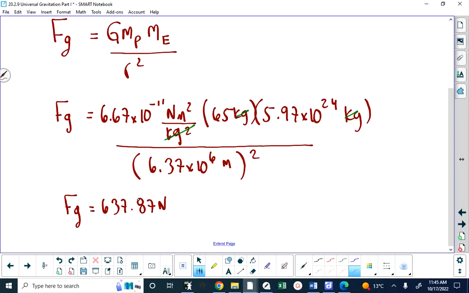By the way, there's all kinds of things we could discuss here. The Earth is being pulled towards them with 638 newtons of force. Nothing special about them being on the Earth. The Earth is on them. They're on each other. They're making contact with each other. So I'm going to pause there. Does anybody have any questions with that calculation?